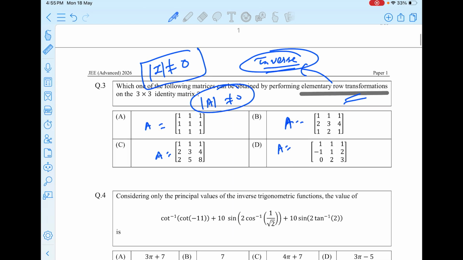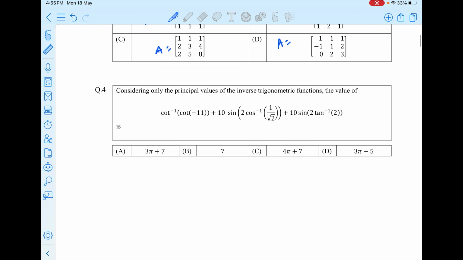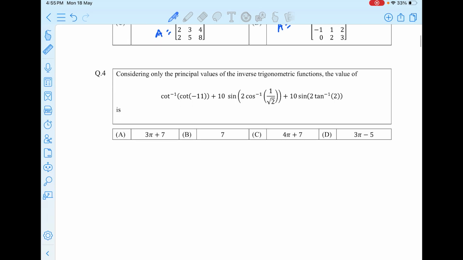So it's a little bit tricky, especially if you don't know this concept, what is the use of elementary row transformation in matrices. Then, considering only principal values of inverse trigonometric functions, again this is also a very straightforward question if you are comfortable with the properties of inverse trigonometric functions. Cos inverse 1 by root 2 is pi by 4, into 2 is pi by 2. So sin pi by 2 becomes 1, so this will become 10.